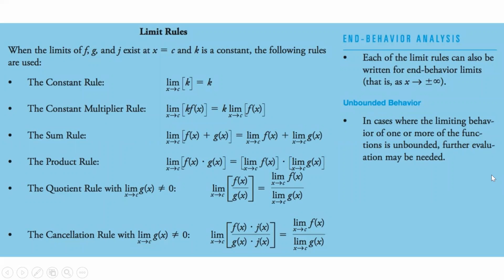Now we have our regular limit rules we've been using. We have the constant rule: the limit of a constant is just that constant. The constant multiplier: we can pull that constant out in front, and then we just take the limit of the function left over. If we have two functions added together, we can break them apart into the limits of the two different functions. If you have a limit of two of them multiplied together, we can break it apart into the limit of both of them multiplied together. Same with dividing. And then we can also cancel. So if we can break it apart and then cancel, we can do that, and that's going to be the limit of one over the other one.